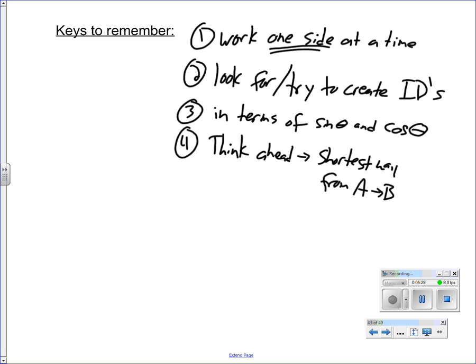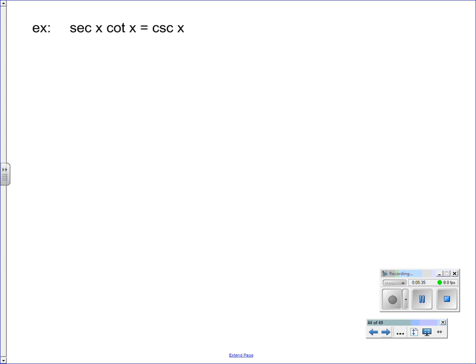So we'll just go through a few examples, and then try and save you a lot of time to work on your own in class. This first one we have secant x times cotangent x equals cosecant x. Again, working with one side at a time. So I'll start on this left side where I have two different terms.